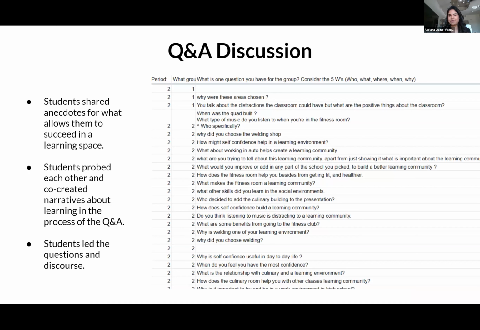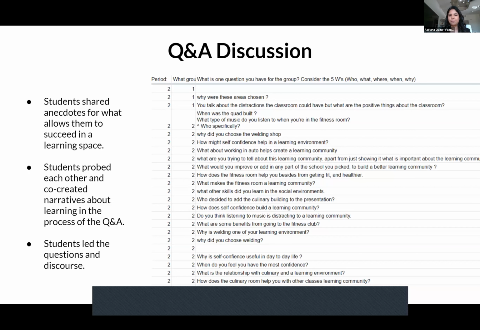And so students asked a lot of questions about why that was. How does self-confidence even help a learning environment? How does this shape anything about learning? So here students are shaping the discourse through the questions that they ask in that final panel discussion Q&A.